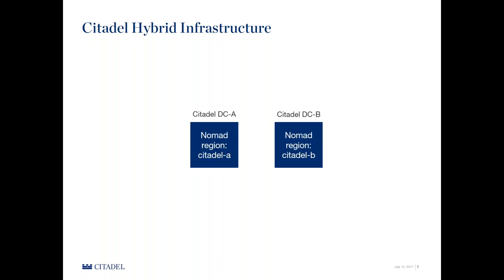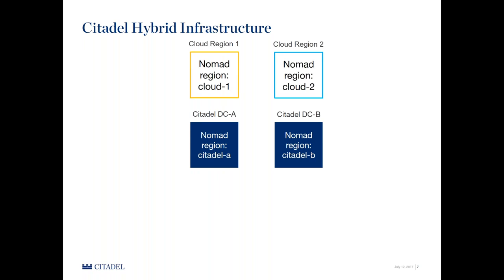All right, so just a very high-level view of what our infrastructure actually looks like. We have multiple data centers which we treat as Nomad regions, or data centers, depending on the latency between them.